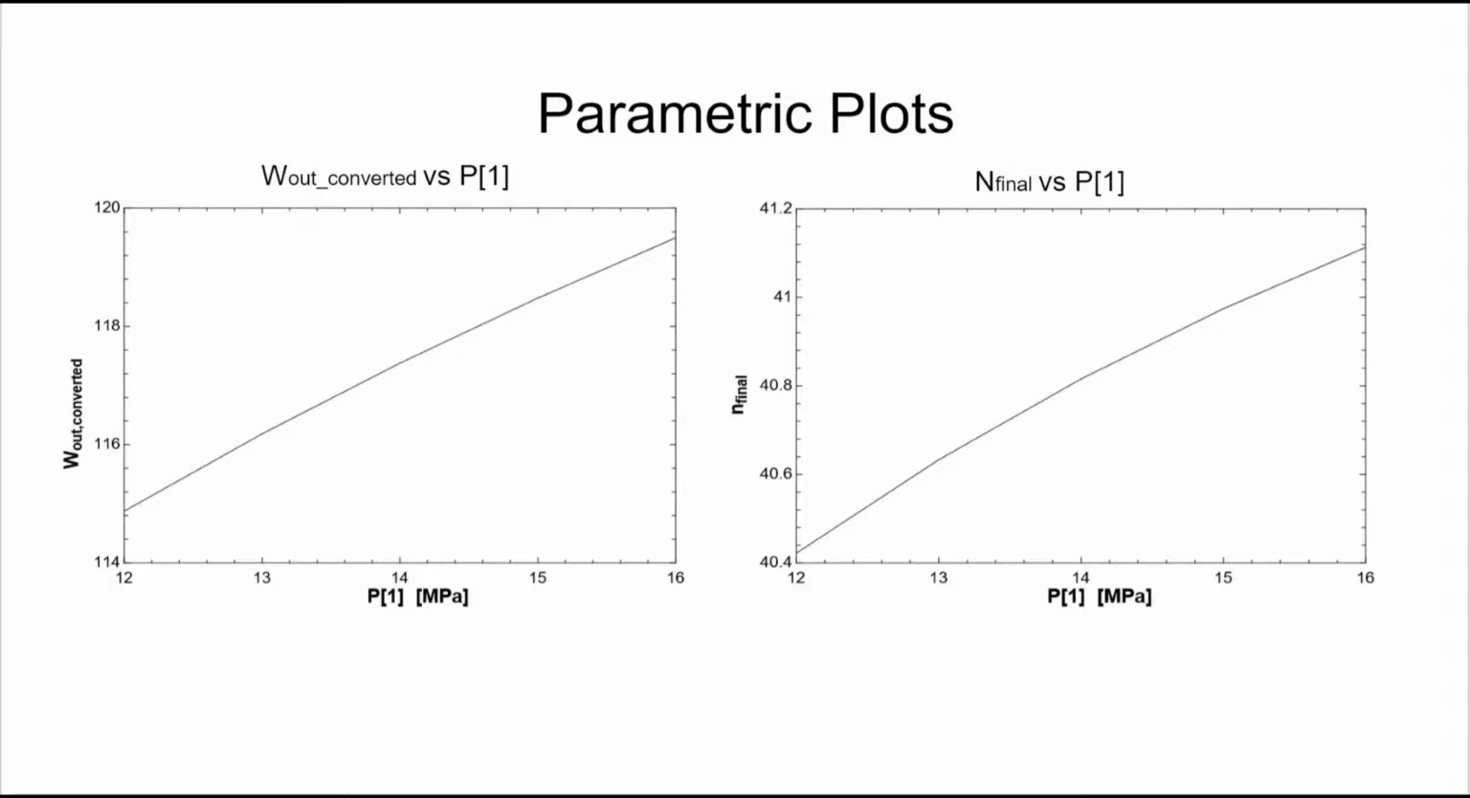Continuing from the parametric study above, here are a few plots to show the relationship between the workout versus the pressure and the final efficiency versus the pressure. These plots show a clear relationship that as the pressure in the boiler increases, both the workout and the efficiency of the cycle increase.